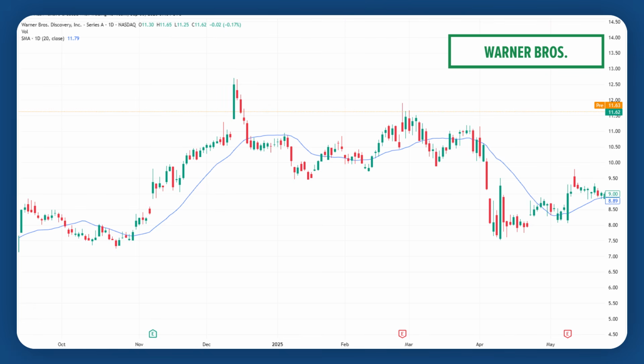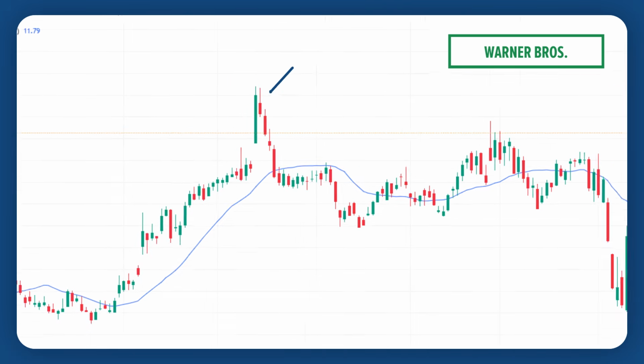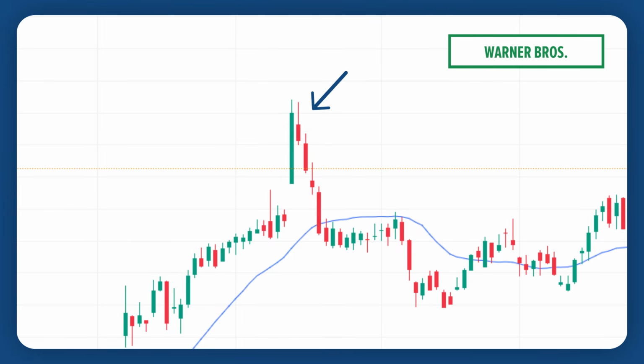This is Warner Brothers, and as you can see here, the long shadows pop right out at you, right? You see that candle right there is a shooting star.